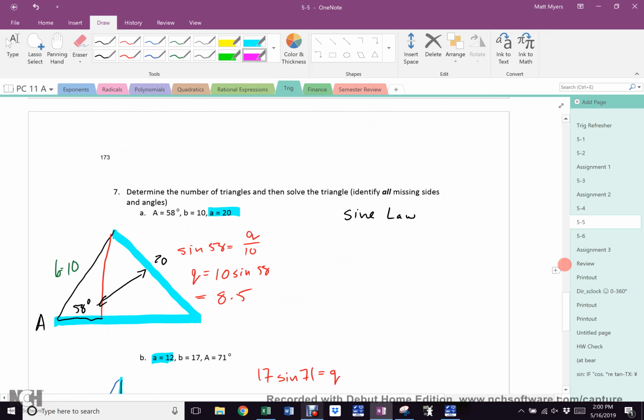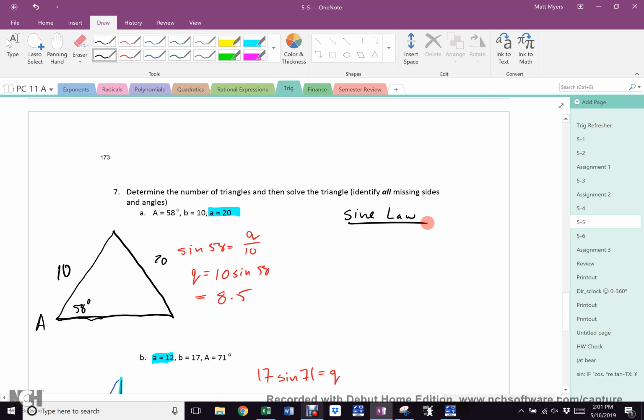So I'm going to erase the guts here, because now we know that we're dealing with this, right? And we know this is 10. To solve the triangle, I need how many more angles before I can solve this triangle?